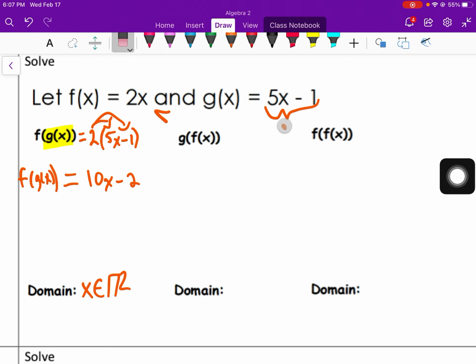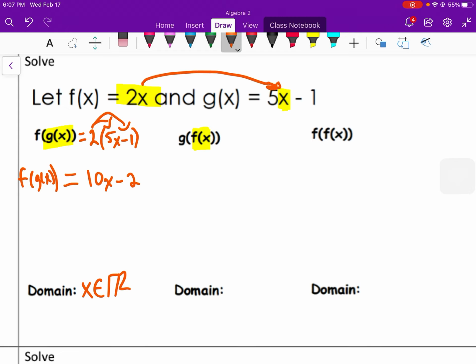So let me get rid of some of this. Now we need to plug in f of x for our x value in g of x. So this is f of x. So we now must go the other way. This must be plugged in for our x value that way. So g of f of x is written as 5 times 2x minus 1. So now we have a product, so we can multiply that. So we have 10x minus 1.